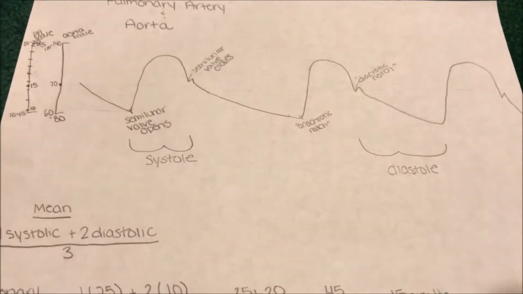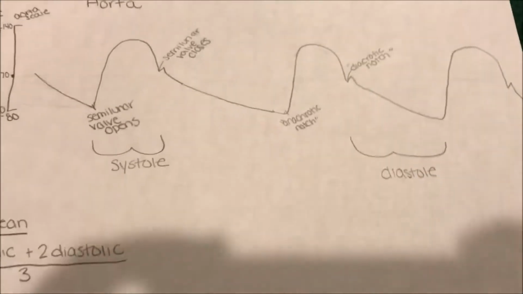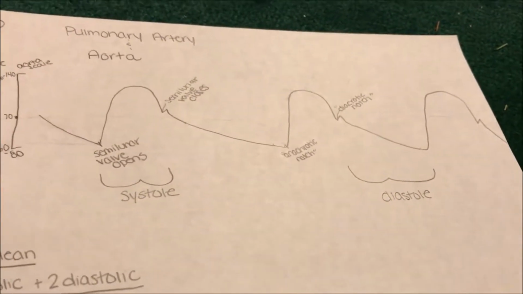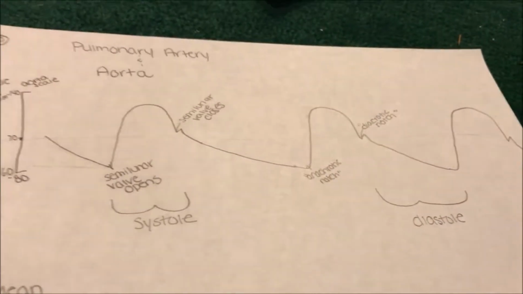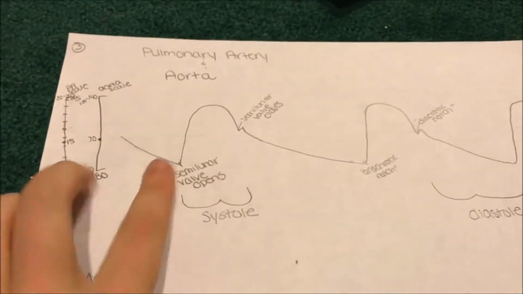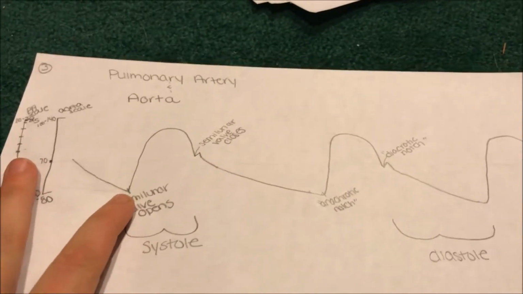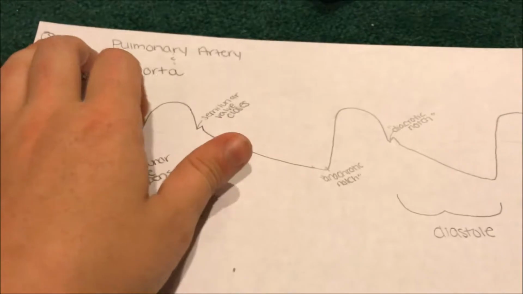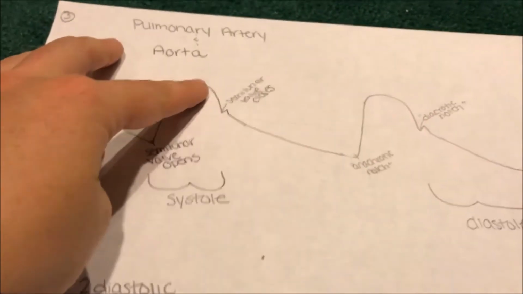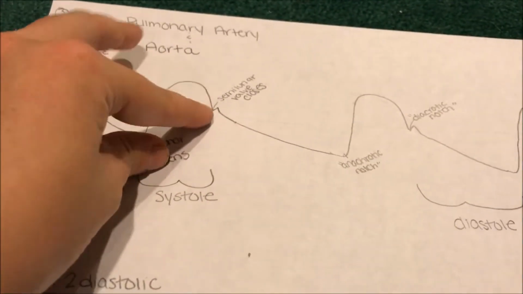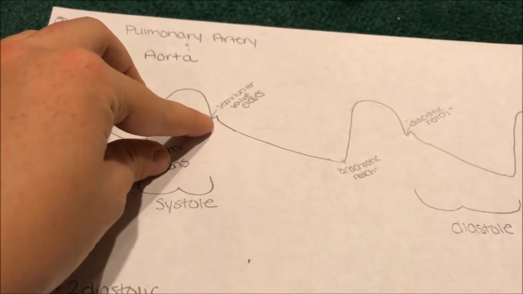Alright, next we are going to talk about the pulmonary artery and the aorta. This is the arterial waveform. This is what the waveform looks like, the arterial waveform. You have the semilunar valve opens up, which is, depending if you're the pulmonary artery or the aorta, the pulmonary valve or the aortic valve, opens up. It follows ventricular systole. They should be matching if everything's working well with the valve. Then this is when the semilunar valve closes.